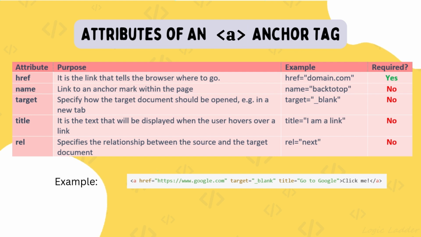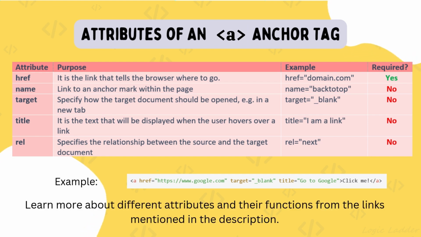However, there are other useful attributes too. For example, target equals blank opens the link in a new tab. But remember, not all attributes are required, only href is necessary. You can learn more about different attributes and their functions from the links mentioned in the description.